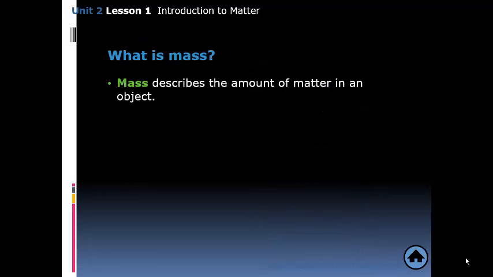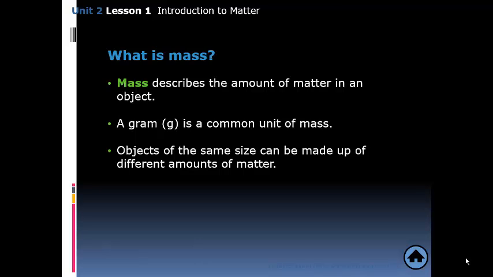What is mass? Mass describes the amount of matter in an object. So matter is anything that has a mass and takes up space, and mass is the amount of matter an object has. The gram, or g, is the common unit of mass. So if we measure how long something is, the unit of length could be meters or centimeters or inches. The unit of measure for mass is grams. Objects of the same size can be made up of different amounts of matter.